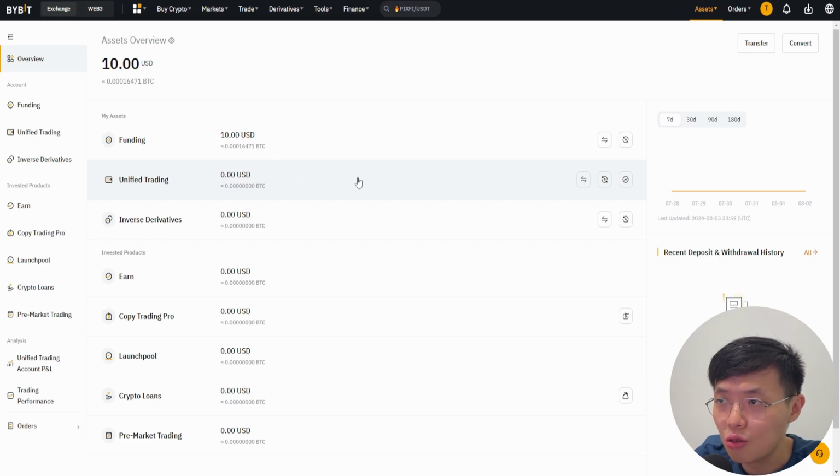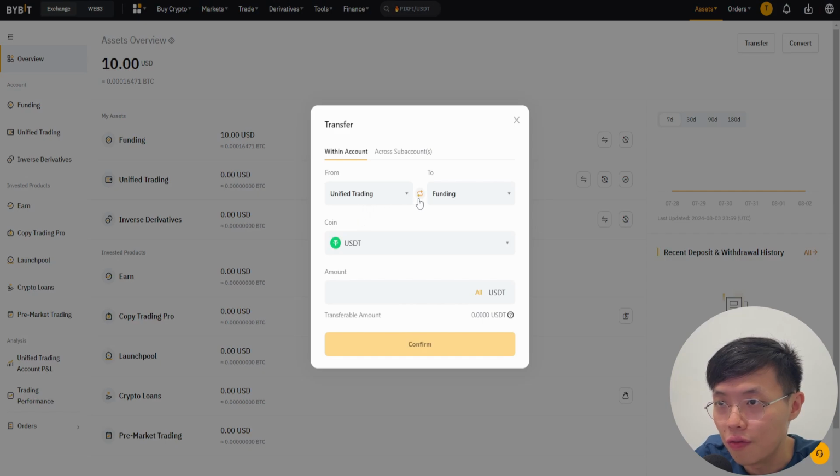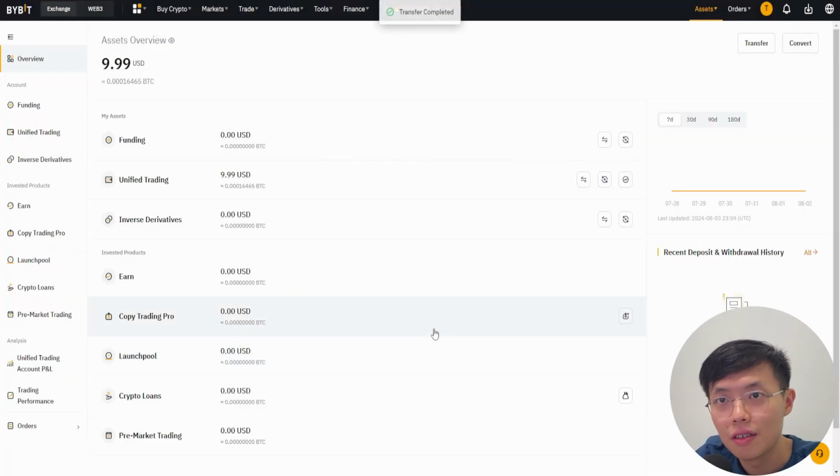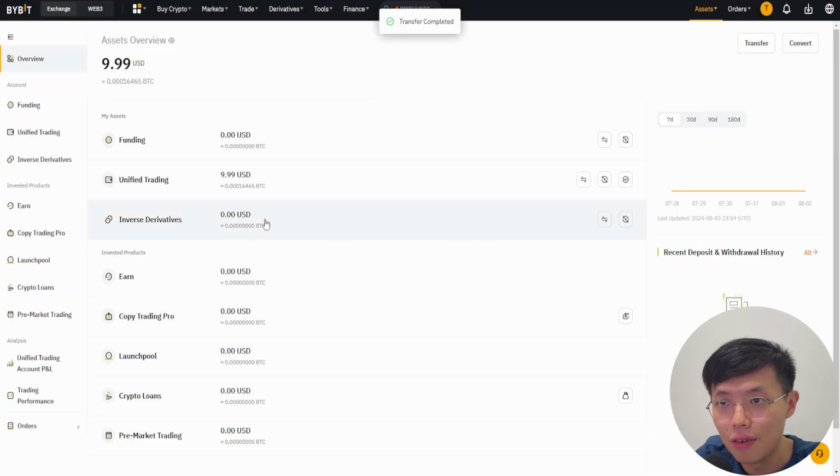So how to transfer? Basically, just click this transfer icon right here, okay? And then switch it from funding to unified trading, right? Just press this switch button from funding to unified trading. And then you can easily press all right here. So you can transfer all of the USDT to unified trading. So right now I press transfer. Right now my money is at unified trading.